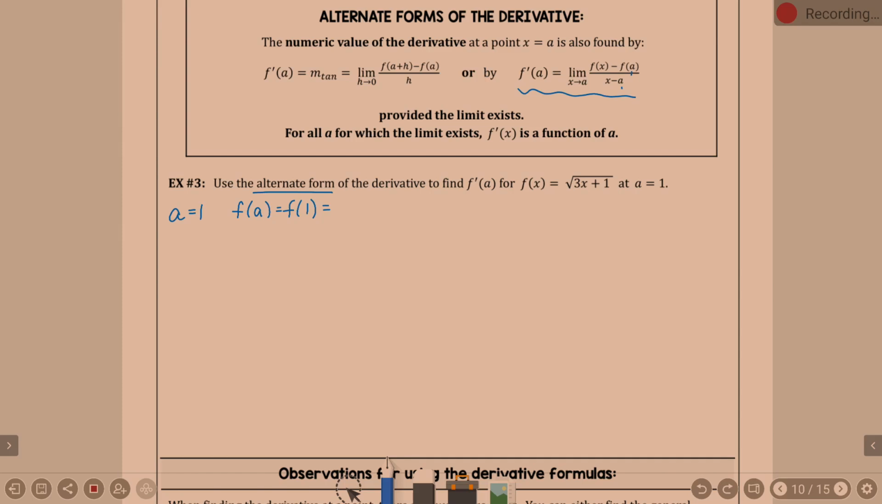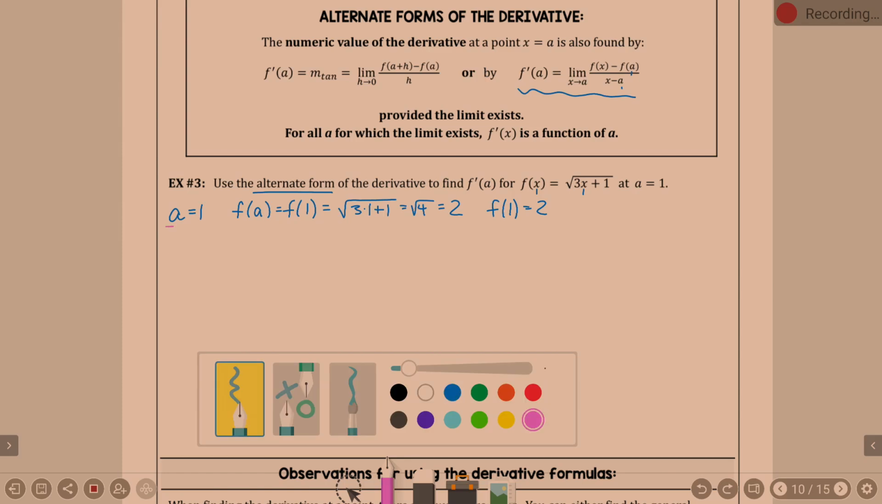Don't think calculus, just think basic algebra. Oh, 2. Square root, right? So f of 1 is just saying plug 1 in for x. So it's the square root of 3 times 1 plus 1, which is the square root of 4, which is indeed 2. So we can state that f of 1 is equal to 2, correct? So we know that a is 1, f of 1 is 2.